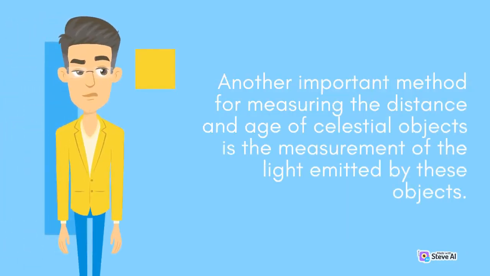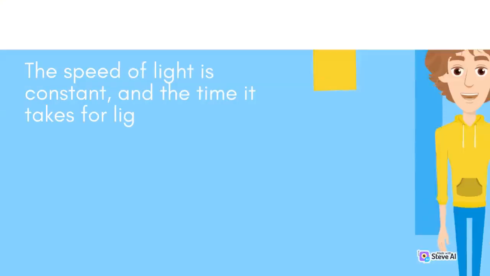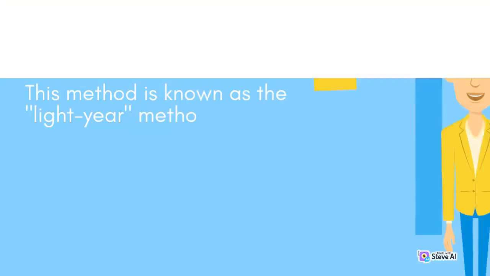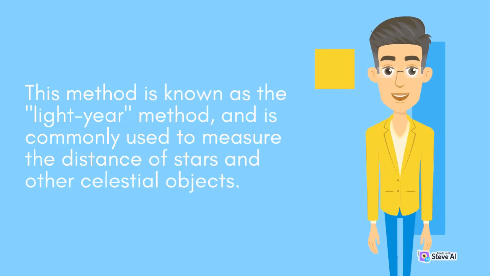Another important method for measuring the distance and age of celestial objects is the measurement of the light emitted by these objects. The speed of light is constant, and the time it takes for light to travel from a celestial object to the Earth can be used to determine the object's distance. This method is known as the light-year method, and is commonly used to measure the distance of stars and other celestial objects.